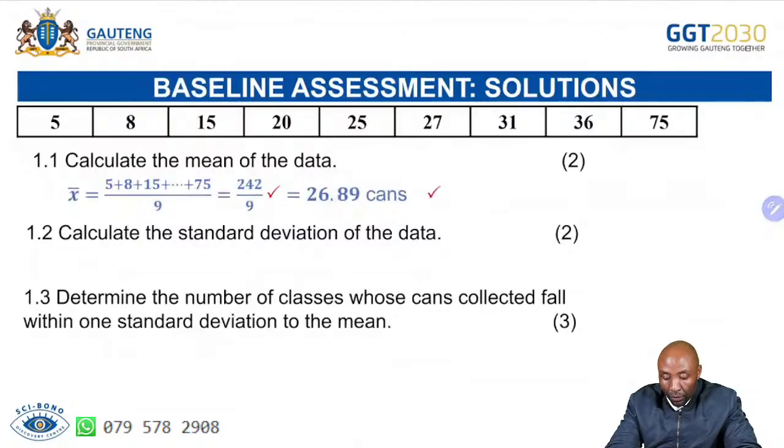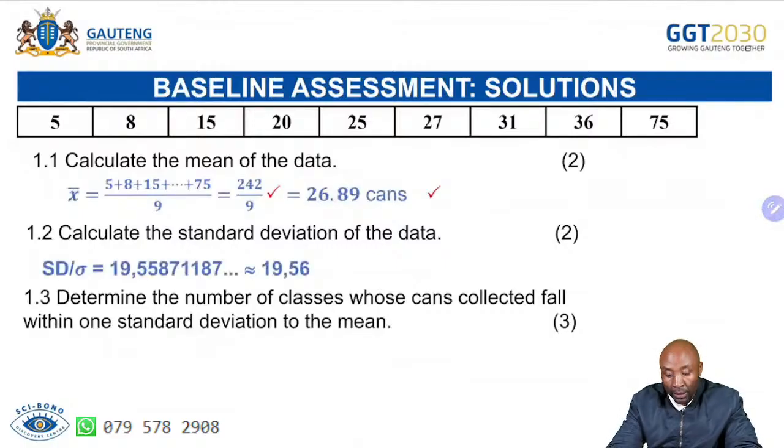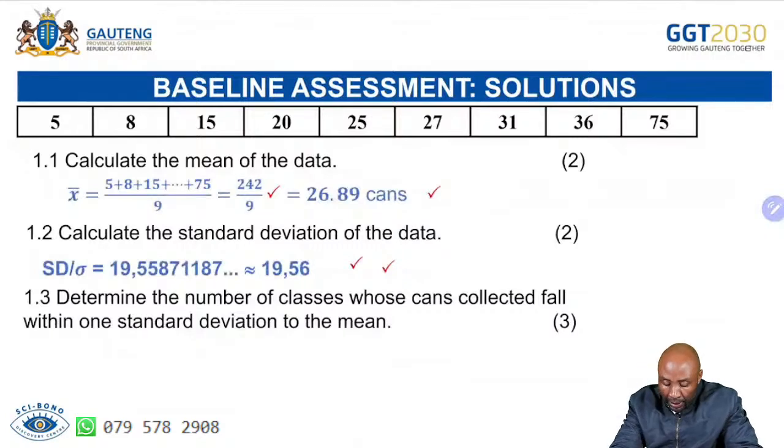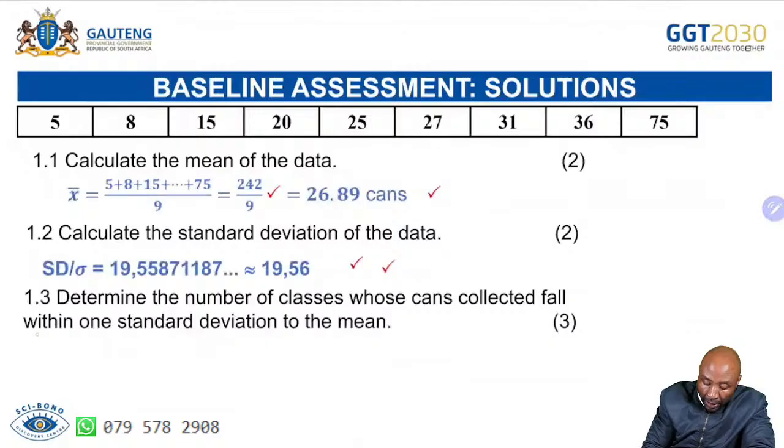Now we are supposed to calculate the standard deviation for the data. To calculate the standard deviation, we are using a calculator, and we should get our standard deviation as 19.56. We'll get 2 marks for the answer there. 1.3 says determine the number of classes whose cans collected fall within 1 standard deviation.